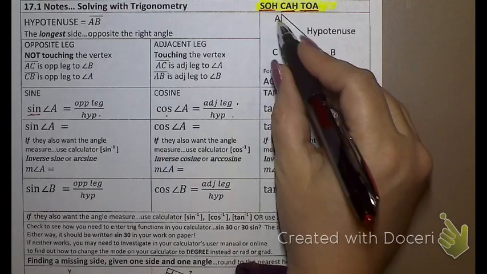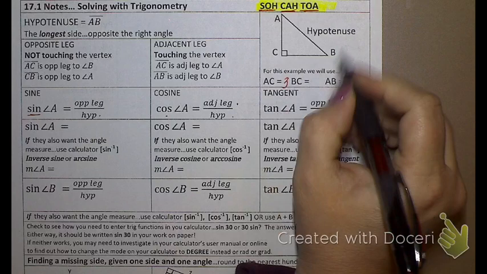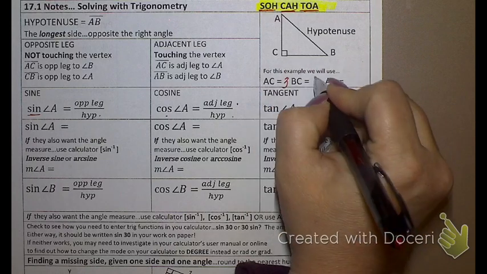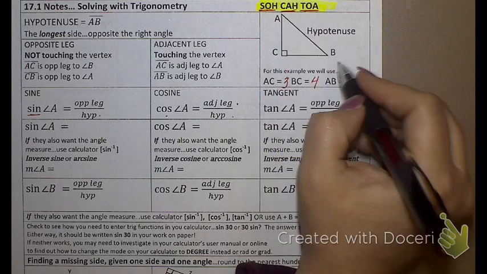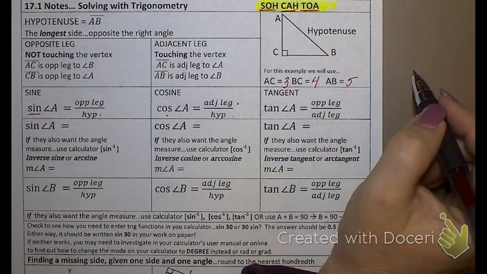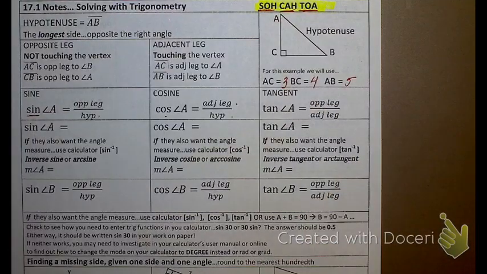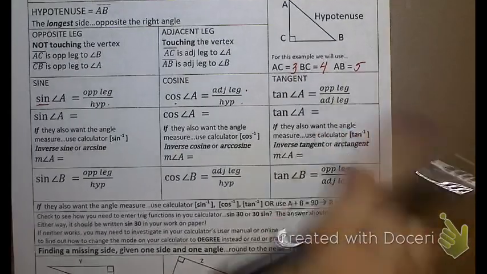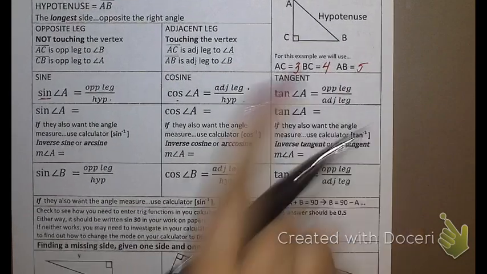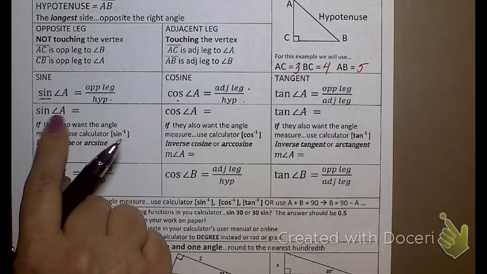And in this example, we're going to give these values here. We're going to call AC, right here, 3. BC we're going to call 4. And AB we're going to call 5. And I'm going to tell you which one's little a and which one's little b and which one's little c in a little bit. But right now we're just going to deal with that. Okay? And I'm going to answer these problems right here.